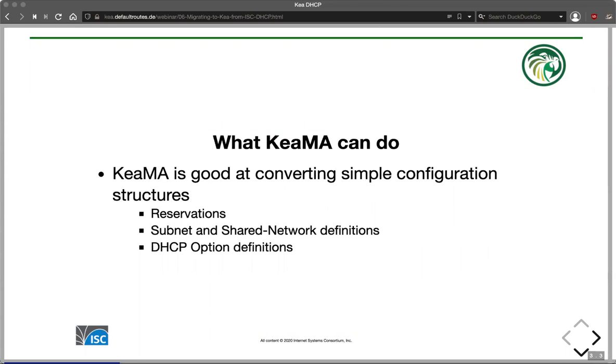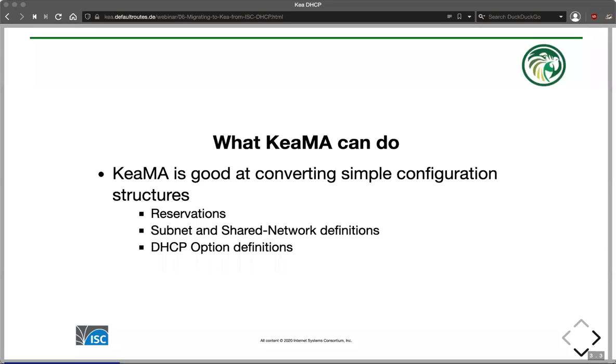So the Kea Migration Assistant is very good at converting fairly simple configuration structures like reservations. If you have a lot of reservations, and I have seen customers with over 100,000 reservations in their ISC DHCP configuration file, the Kea Migration Assistant really shines, because converting them all manually, like typing them all in anew, would be a lot of work. These reservations can just be migrated over.